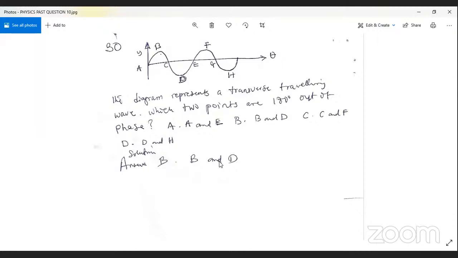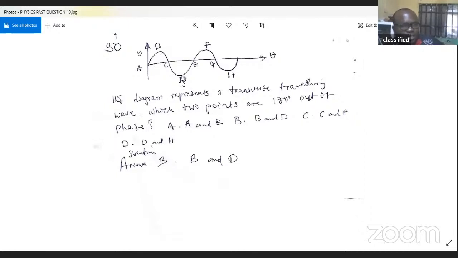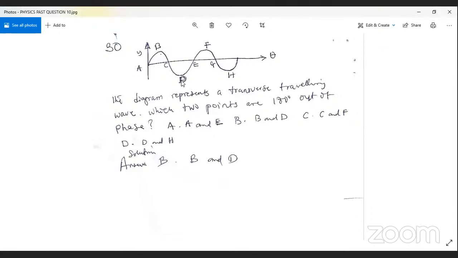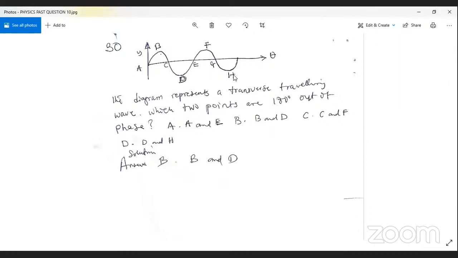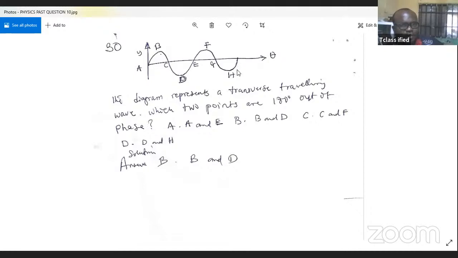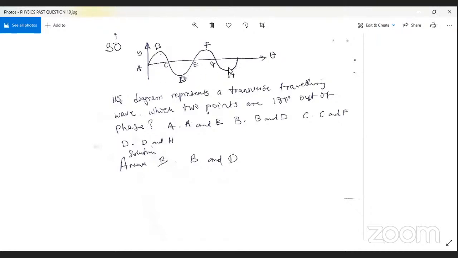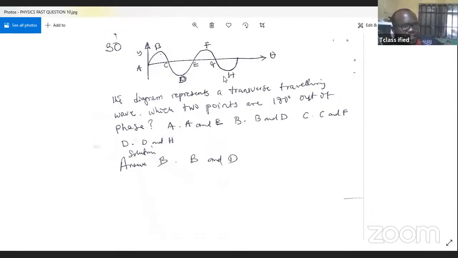I don't really understand. Okay, so watch again as I demonstrate. Can you see D? Yes, I can see. Can you see H? Yes, I can see. Can you note the places where both of them are formed? Both of them are on the trough. Yes, I can see. So they are in the same phase. Can you see A and E?